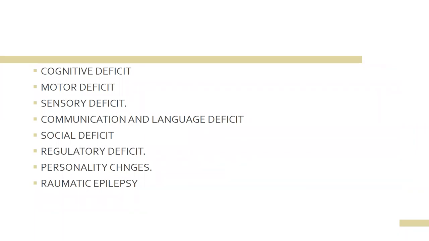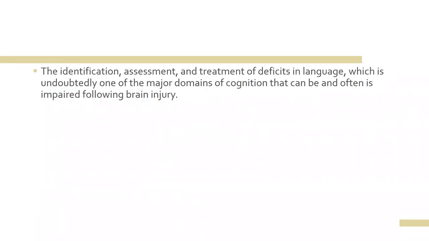As far as the cognitive deficits are concerned, we should not always concern ourselves only with the cognitive deficit, because it's a multidimensional approach. While approaching a patient, we have to see the cognitive deficit, motor deficit, sensory deficit, communication and language deficit, social deficit, regulatory deficit, personality changes, and traumatic epilepsy. All these things we have to keep in mind. Identification, assessment, and treatment of deficit in language, which is undoubtedly one of the major domains of cognition, can be and often is impaired following brain injury.